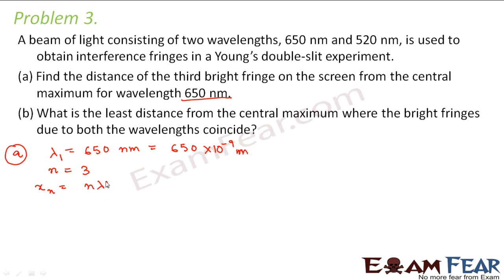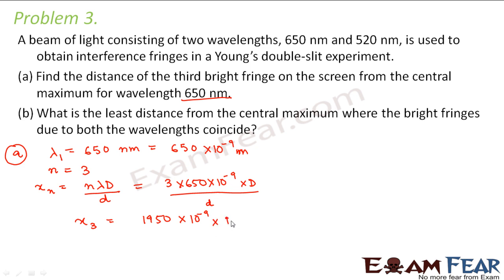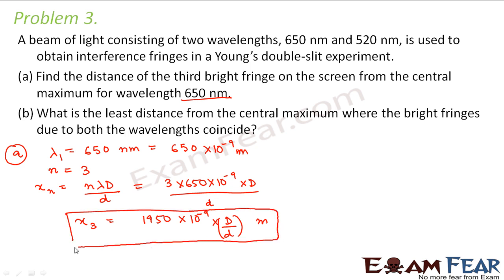So xn is equal to n lambda capital D by small d. What is n? 3 into 650 into 10 to the power minus 9 into capital D by small d. So this comes out to be 1950 into 10 to the power minus 9 into capital D by small d meters. So this is the position of the third bright fringe. The next part asks, what is the least distance from the central maximum where the bright fringes due to both the wavelengths coincide?